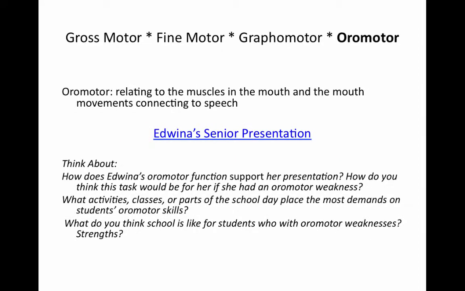Finally, oromotor function relates to the muscles in the mouth and the mouth movements that are connected to speech. Once again, the physical demands of school-based tasks involving speech are not always forefronted when designing lessons for students, but they do present distinct and important challenges for students with weaknesses in this area.